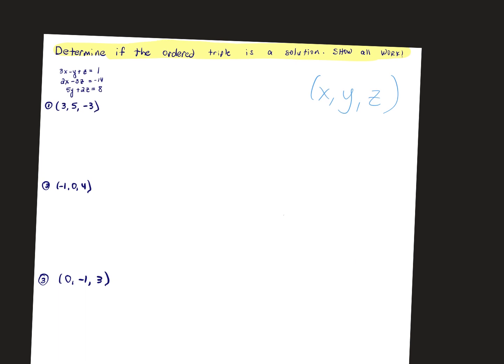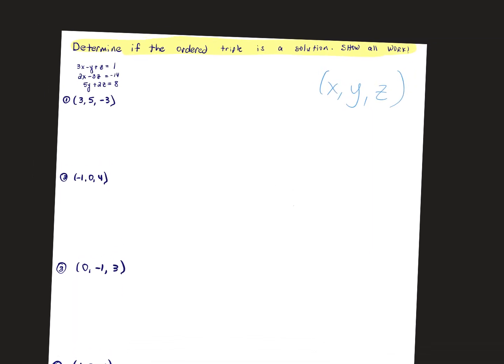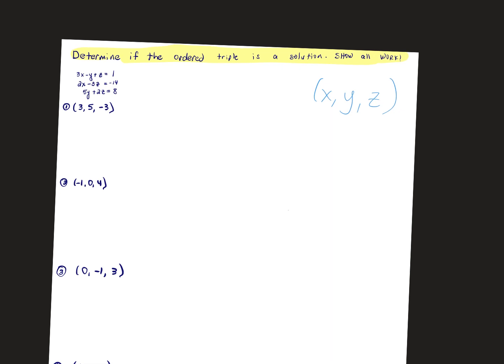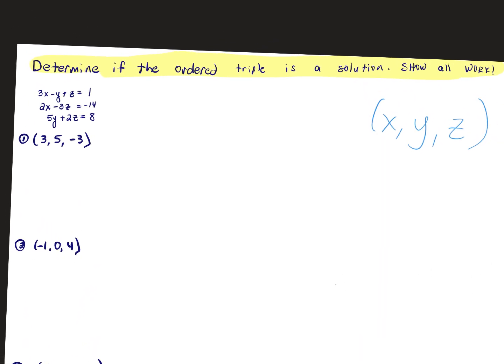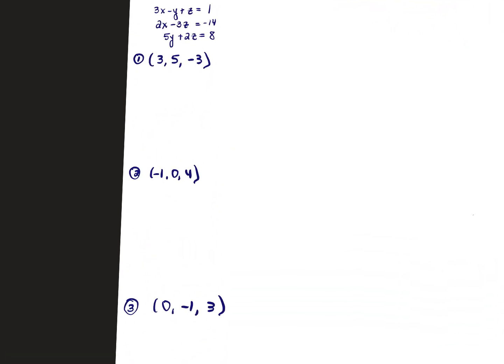All right, so there's going to be 2 types of questions with this part 1 that you're going to be asked. One is, is the ordered triple a solution? And 2, you're going to use what's called back substitution. We'll talk about that in a second.